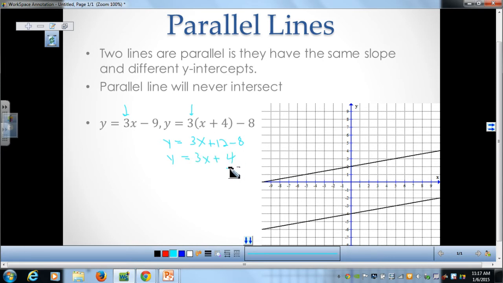So plus 4, minus 9. We can see that these two lines have the same slopes, different y-intercepts. One has a y-intercept of -9, the other of +4. Therefore, those lines are parallel.